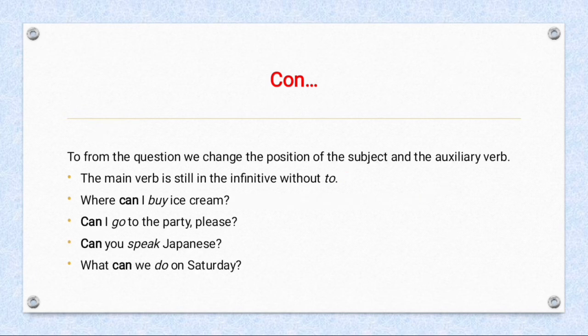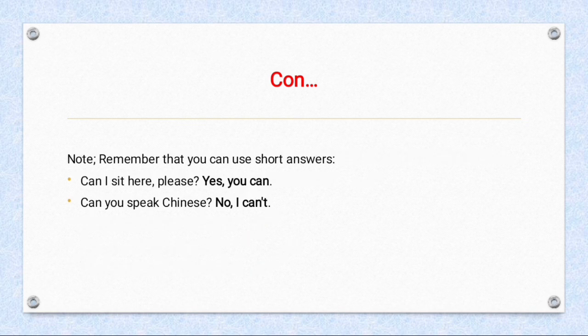To form the question, we change the position of the subject and the auxiliary verb, like the main verb is still in the infinitive without to. Where can I buy ice cream? Can I go to the party, please? Means we don't use infinitive in can. Like, can you speak Japanese? Infinitive means like to plus first form of the verb. What can we do on Saturday?